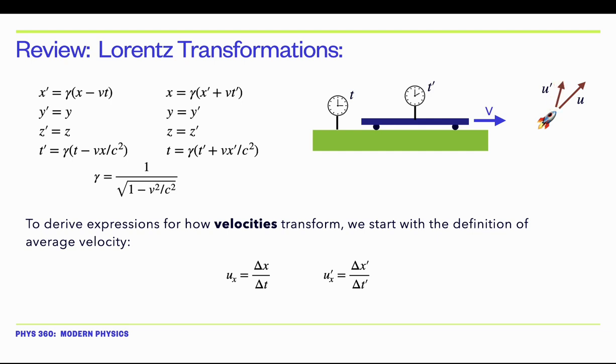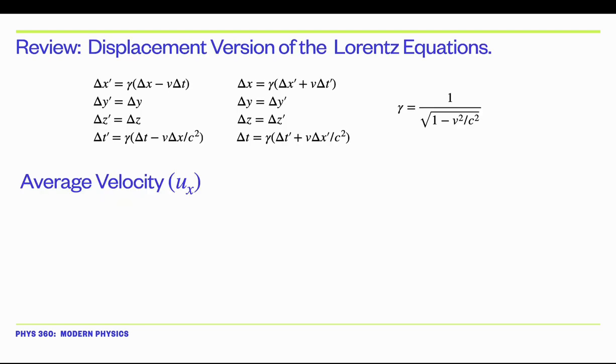The simplest way to find the transformation equations is to go back to the definition of average velocity. So ux is going to be just the change in the position over the change in time according to measurements made in the unprimed frame. And ux prime is going to be delta x prime divided by delta t prime. So both the x and the t have to be in the same reference frame. We'll use the displacement equations to calculate what delta x and delta t are in terms of the prime coordinates.